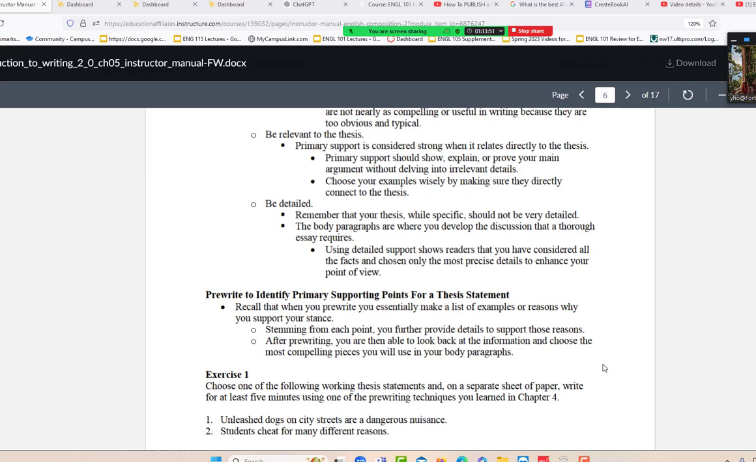Pre-write to identify primary supporting points for a thesis statement. Recall that when you pre-write, you essentially make a list of examples or reasons why you support your stance. Stemming from each point, you further provide details to support those reasons. After pre-writing, you are then able to look back at the information and choose the most compelling pieces you will use in your body paragraphs.